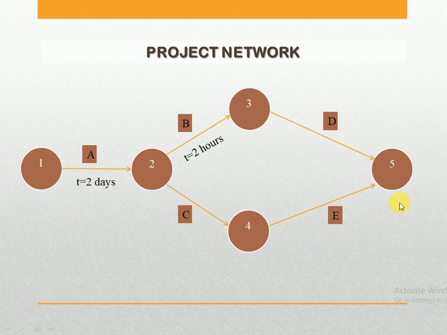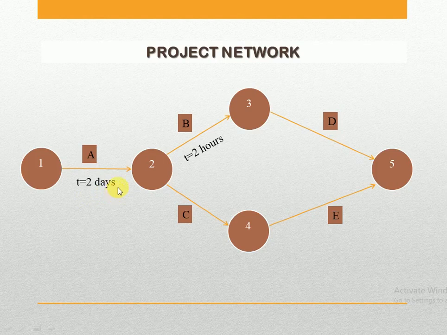So suppose activity A starts at node 1 and it ends at node 2. And suppose I write an example here that it takes 2 days to get completed. Suppose it starts on May 1st and it will be completed by May 3. So the time duration for this activity to get completed is 2 days. This is where we actually write the time duration in the project network diagram.